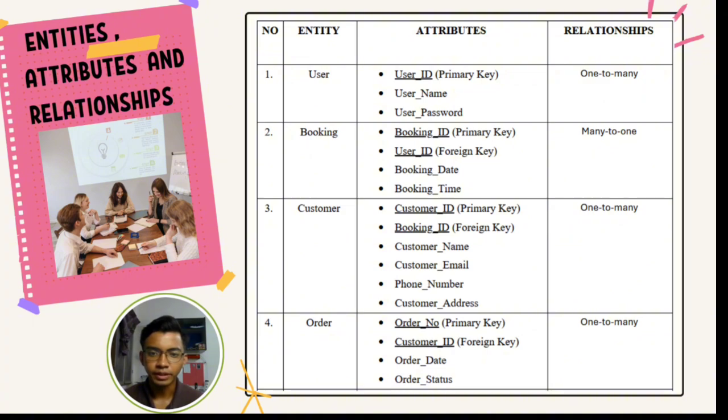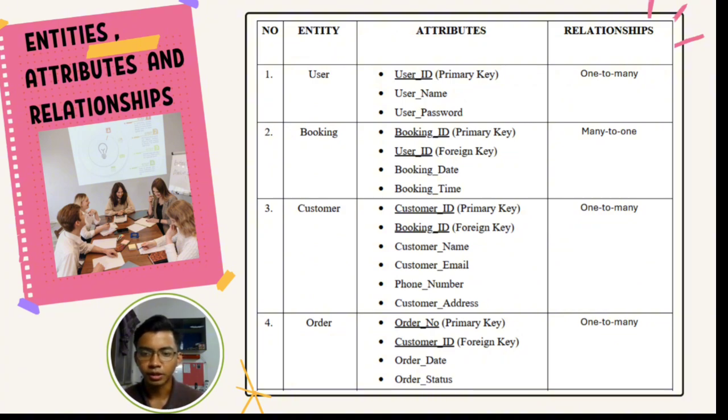The third entity is customer. The attributes are customer ID, booking ID, customer name, customer email, phone number, and customer address. The primary key is customer ID, and the foreign key is booking ID. The relationship is one-to-many.